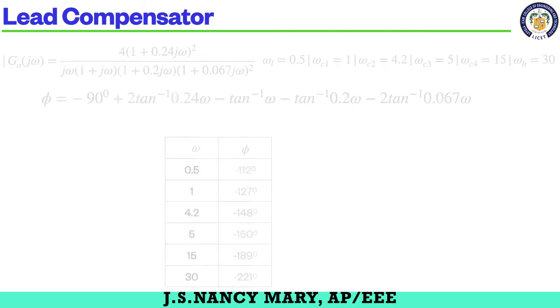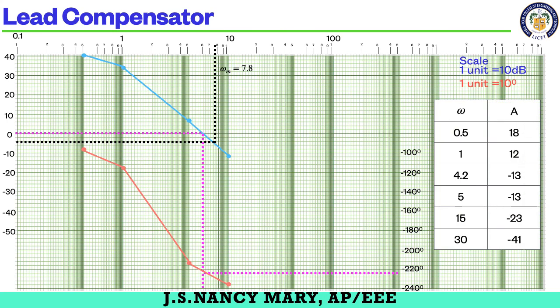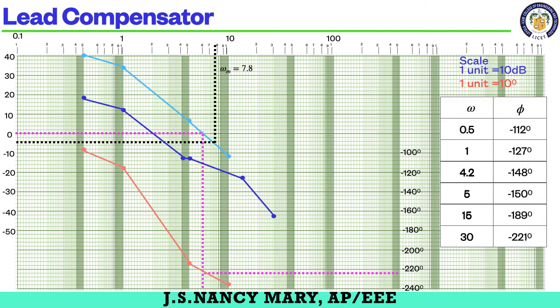Now again in the same graph sheet, you have to plot the new values. For 0.5, it will be shifted 18. Again 112, 4.2, minus 13, minus 13, 23, minus 41, join these two. So the light color blue line is the first plot. This is my second plot. Again for the phase, for 0.5, 112, minus 148, join these things. So this is my phase plot.